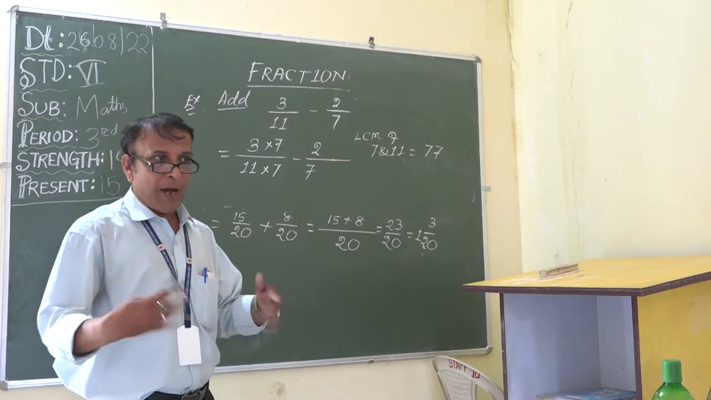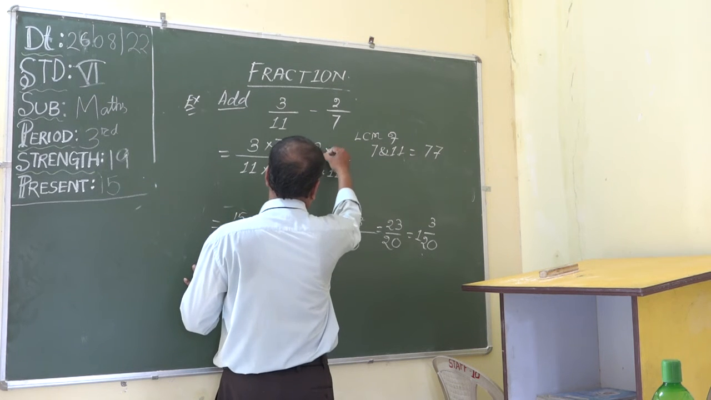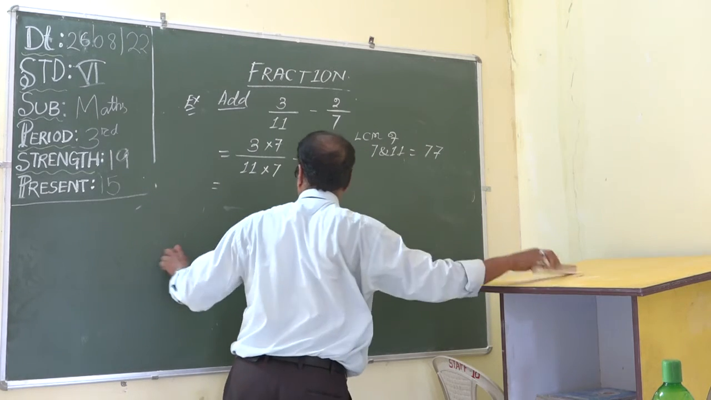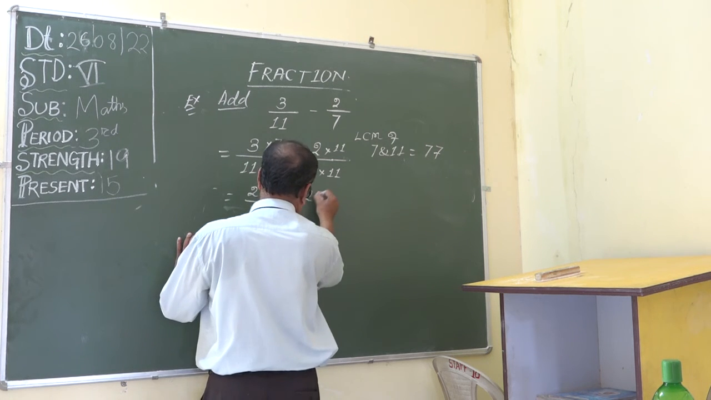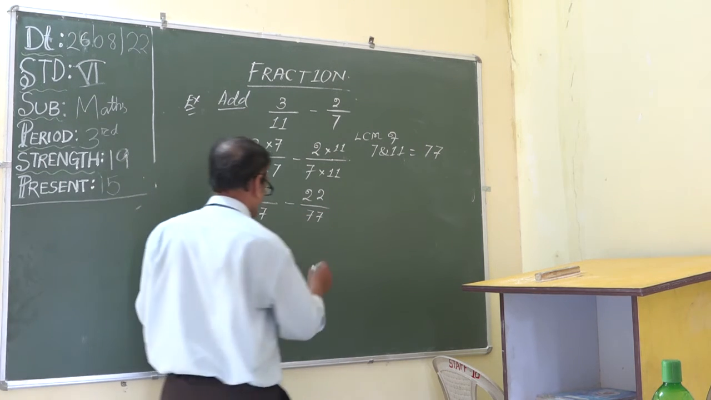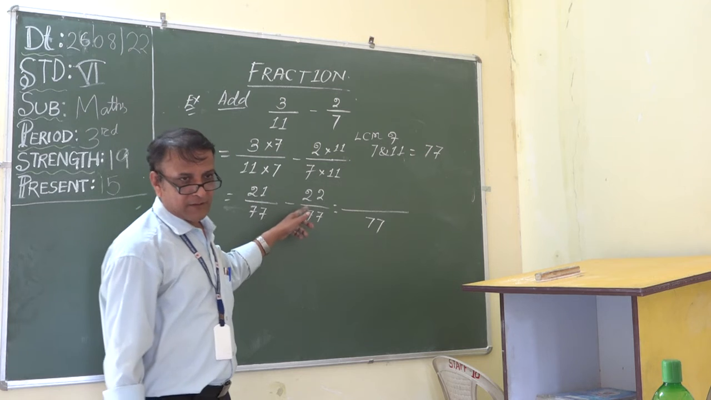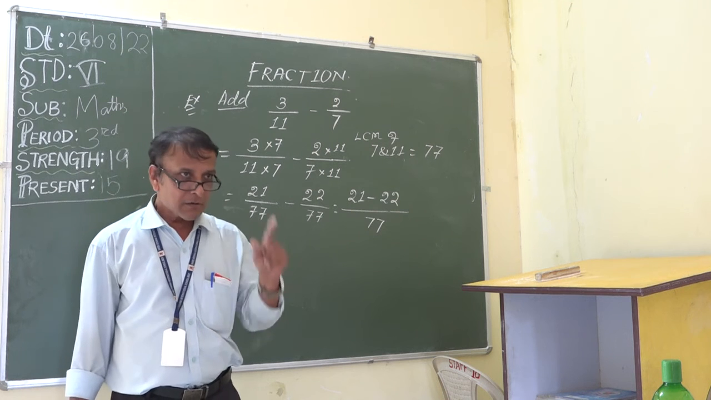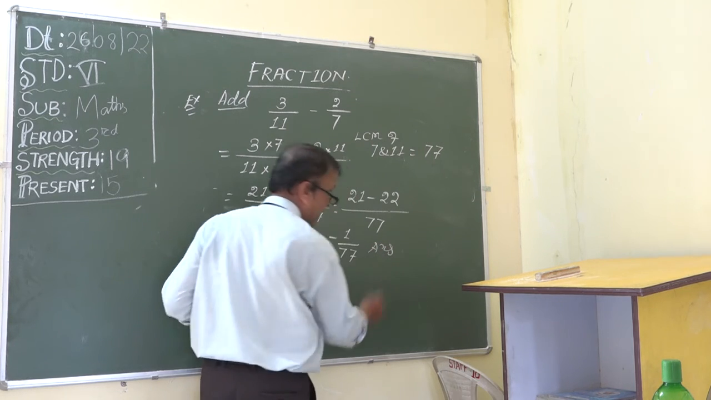Now minus 2 by 7. Originally it was 2 by 7. I want to make it 77. So what will I multiply? 11. Here also 11. Now what did I get here? It is 21 by 77 minus 22 by 77. Both now have 77 as the denominator. So the denominator is 77, and the numerator will be 21 minus 22. 21 minus 22, how much? Minus 1. Very good. So this is equal to minus 1 by 77 and that is your answer.